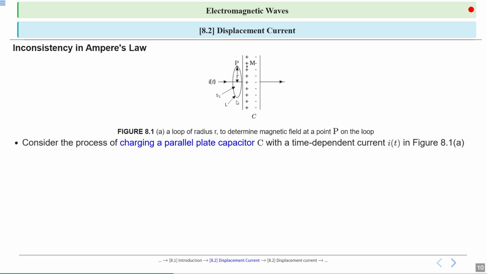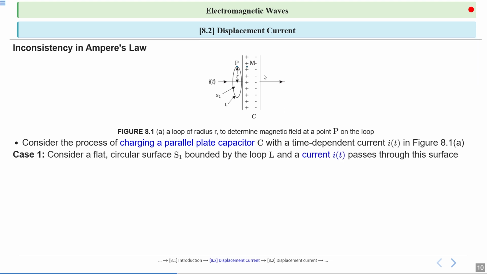Consider the process of charging a parallel plate capacitor C with a time dependent current I(t), which is varying with time, as shown in figure 8.1a. So we consider a capacitor having parallel plates that is being charged by the current I(t). What is case 1? In case 1, we are considering a flat circular surface S1. L is the loop, and the surface enclosed by that loop is the flat surface S1, bounded by the loop L, and the current I(t) passes through that surface.